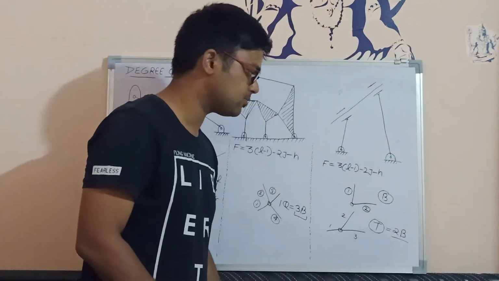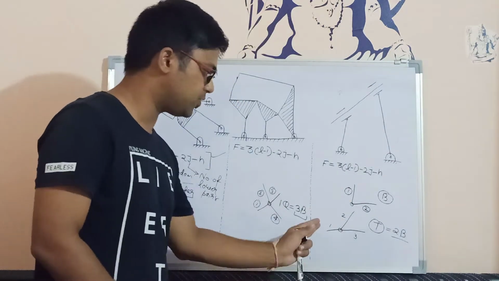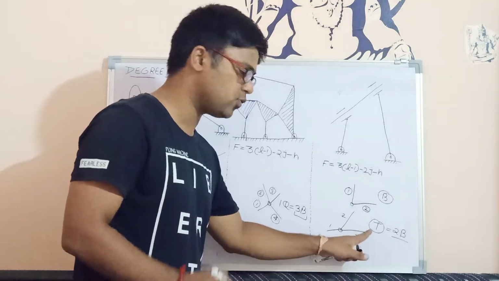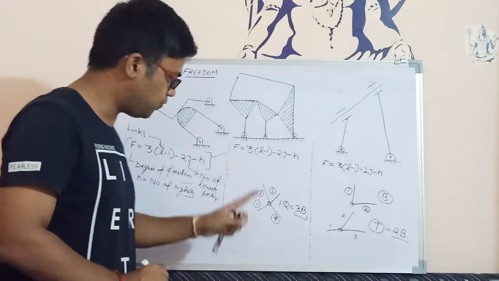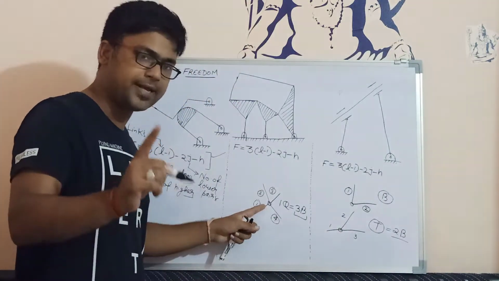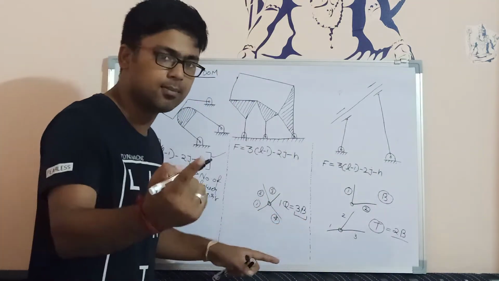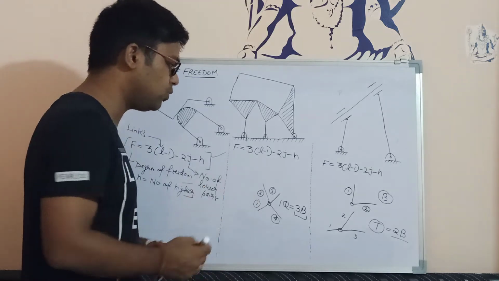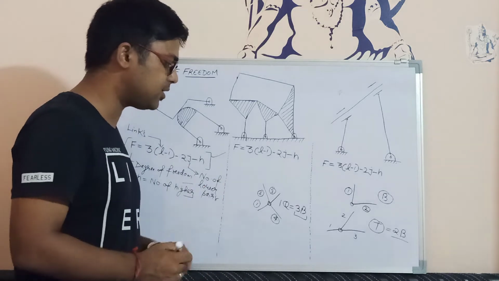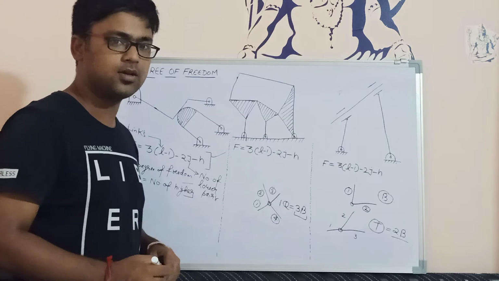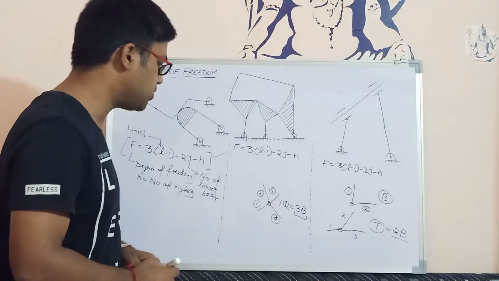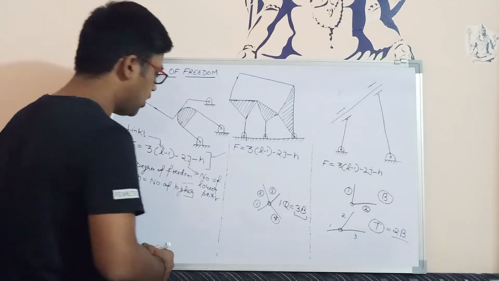One binary: two links are joined. If three links are joined, they can be called one ternary or two binary. If four links are joined at the same point, they can be called one quaternary or three binary. So they are basically equivalent to binary, ternary and quaternary joints. Clear?